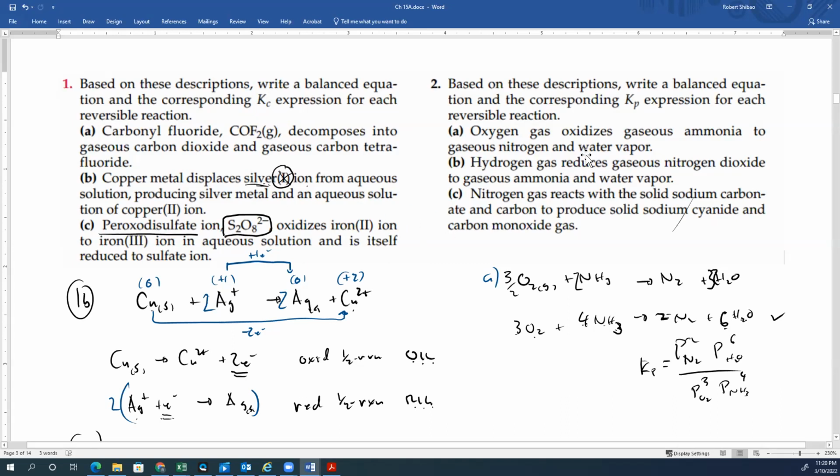Hydrogen gas reduces gaseous nitrogen dioxide to gaseous ammonia and water vapor. So this is oxidation. Essentially we're trying to burn the ammonia, but this is very clean burning. Normally when we burn ammonia, we form NOx, poisonous gases. If you could burn it like this, then you just form nitrogen. Nitrogen's non-toxic. Water is not toxic unless you have too much of it. Nitrogen can be toxic if there's no oxygen. But boy, this is clean burning.